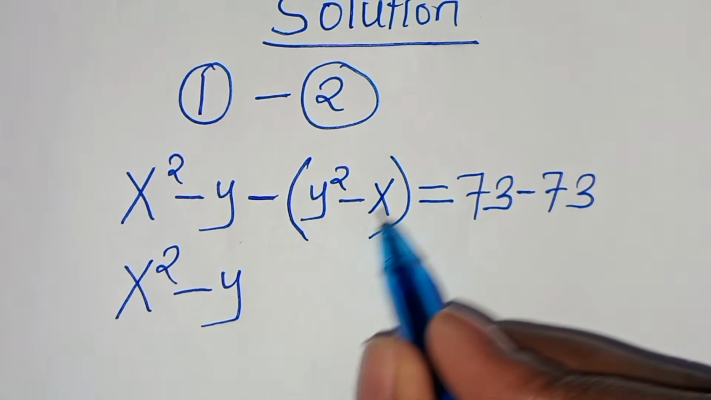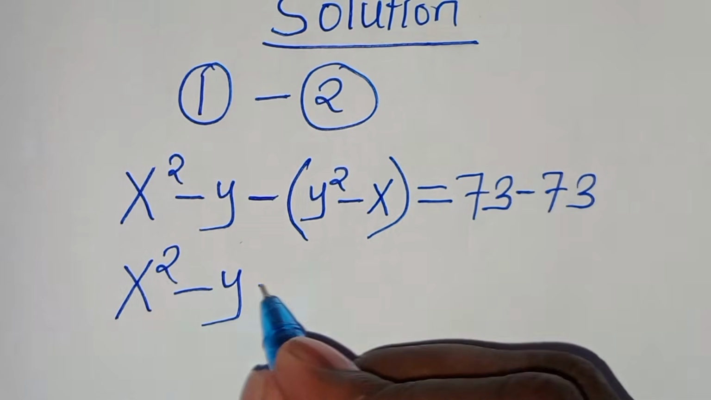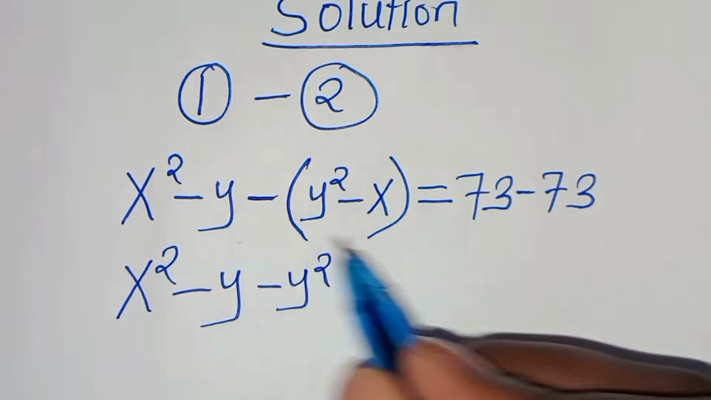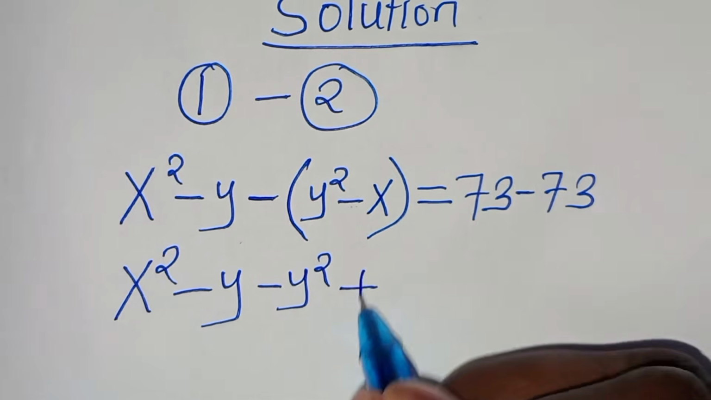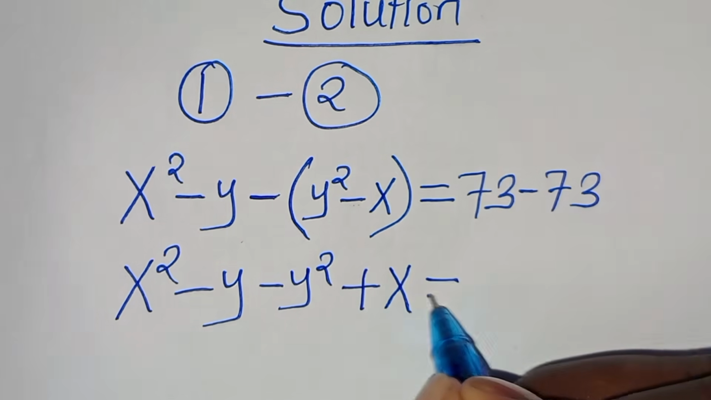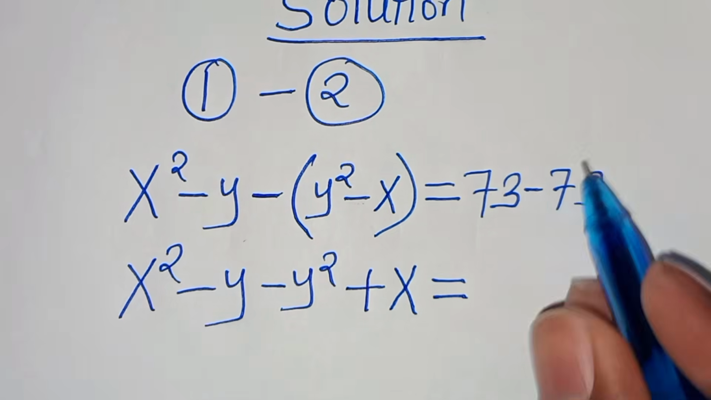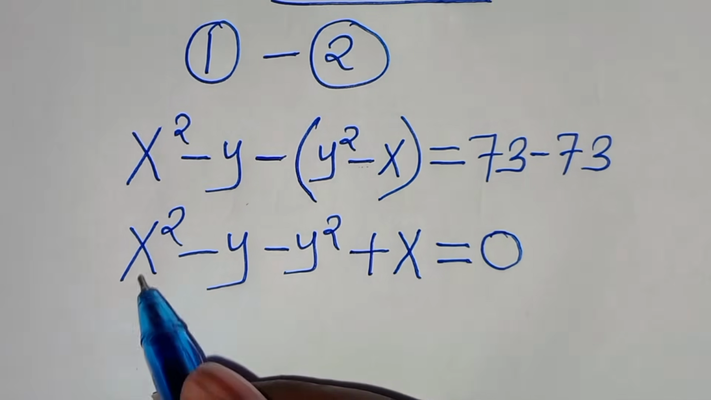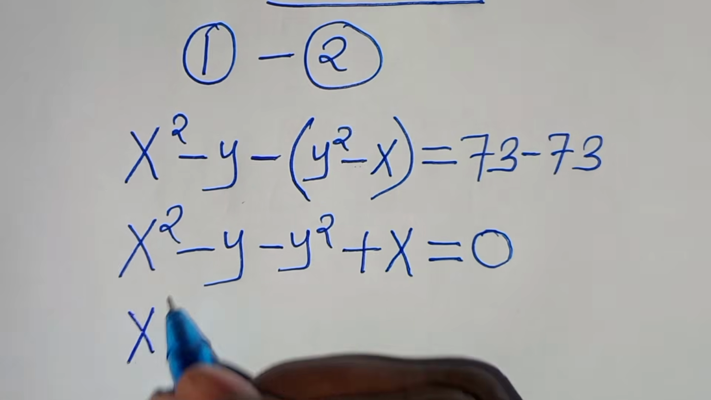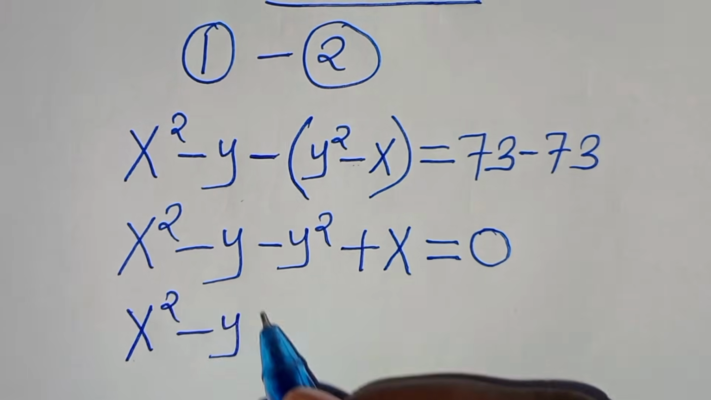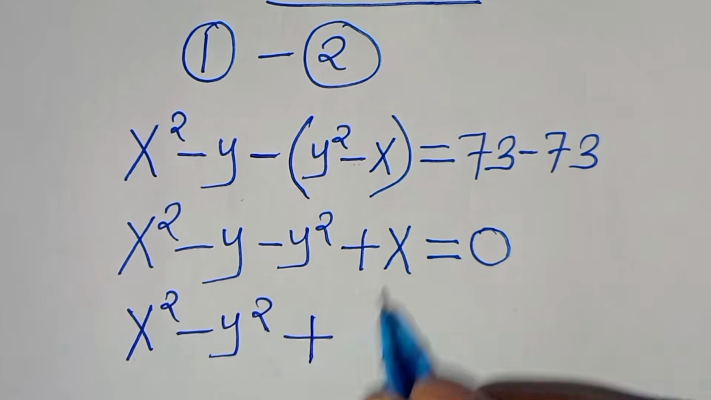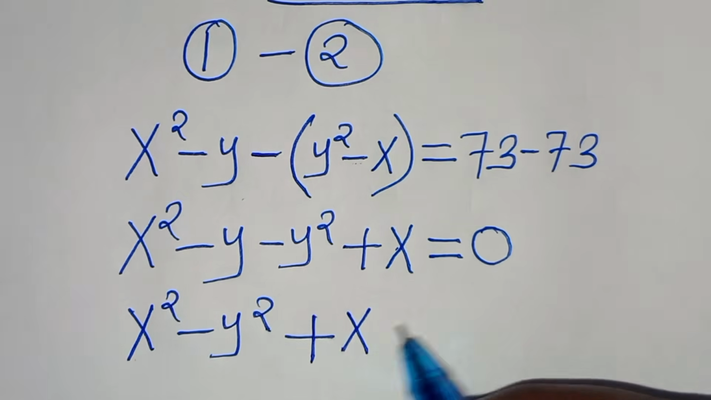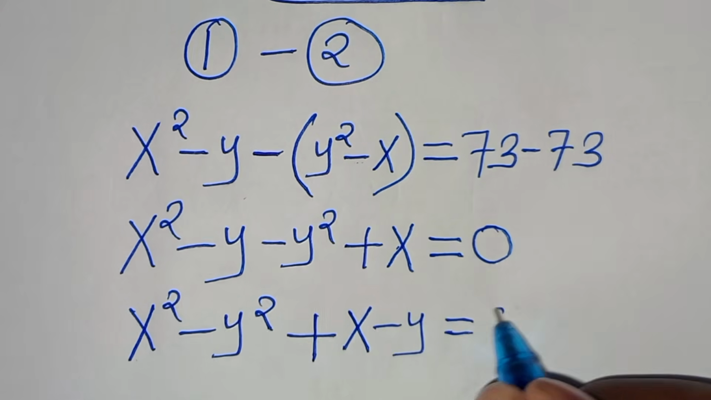Let's open the parentheses here. This is minus y squared. Minus times minus x. This is plus x. And this is equal to 73 minus 73. And this is equal to 0. So we have x squared minus y squared, then plus x, subtract y. This is equal to 0.